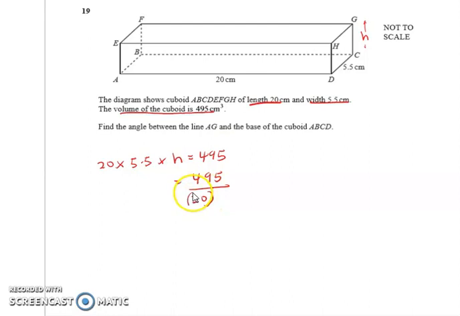20 and we divide with 5.5 to get the height first. And your height is given by, after calculating this value, we are getting 4.5, the height. Now they are asking the angle between the line AG, over here, AG, and the base of the cuboid. So it's like straight going to here.